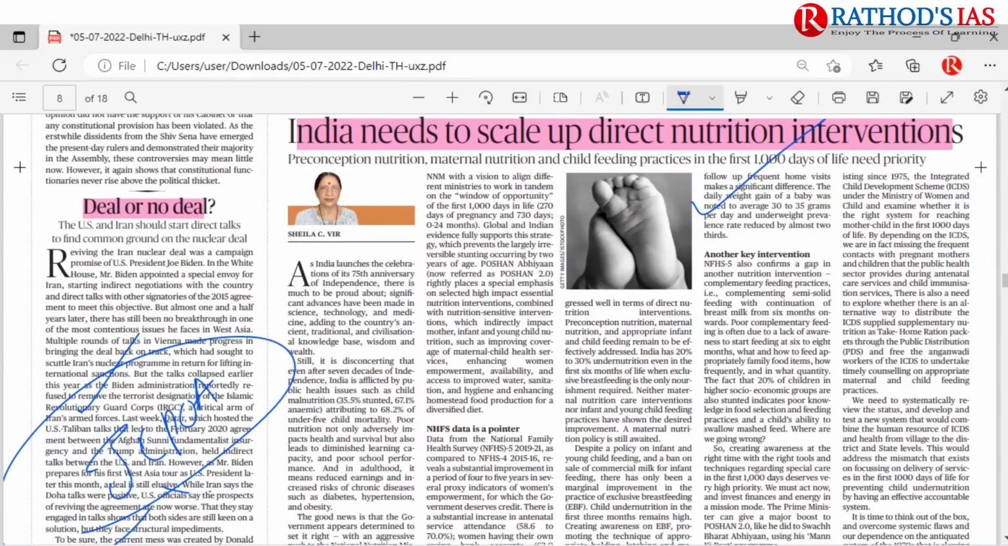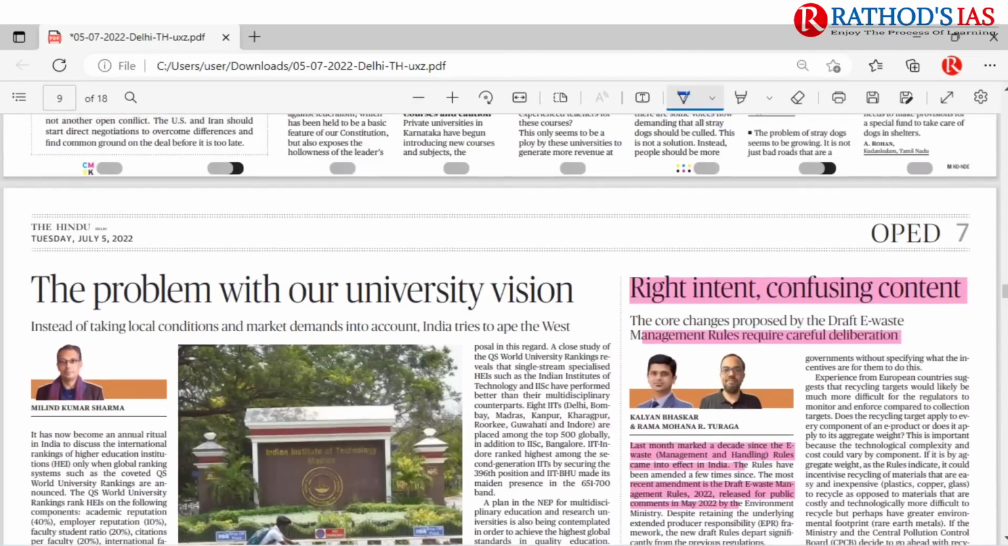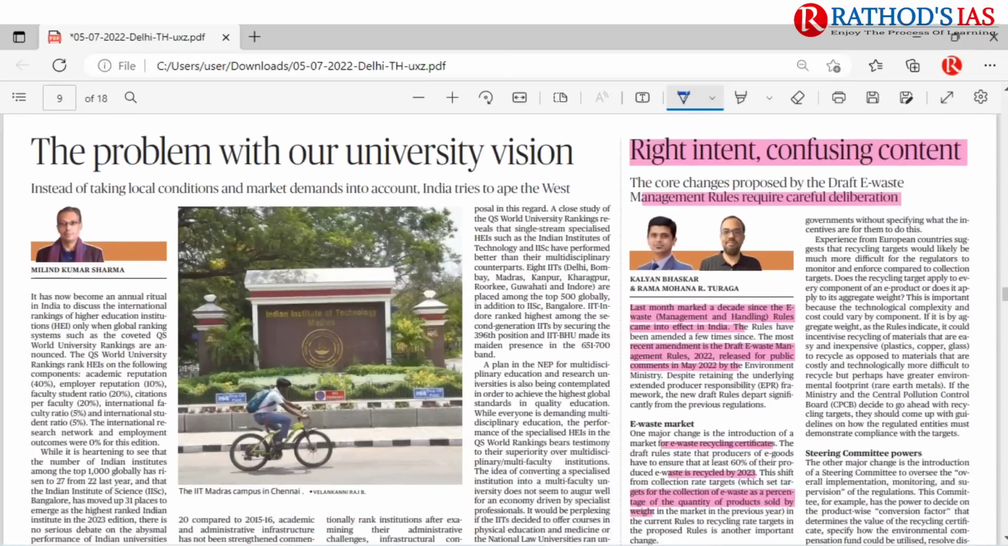Okay, recently the Iran nuclear deal talks went on, but they didn't yield any result. So this is the news, and you can go through this article once. In the op-ed page there is one important article regarding the draft e-waste management rules. Here we are facing one important problem, that is e-waste.